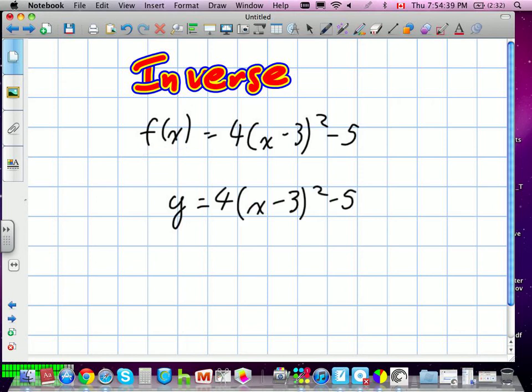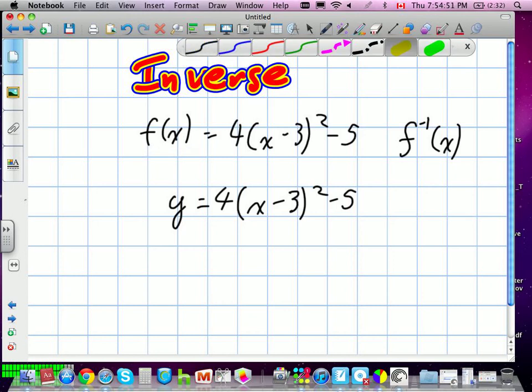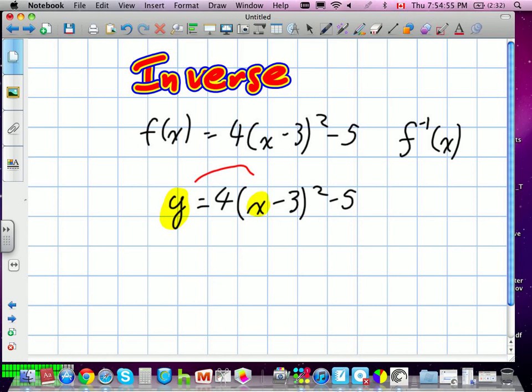Okay. Now, what we want to do when we're going to find the inverse is take the x and the y, and swap them in their place. So now we're left with x is equal to 4(y minus 3) squared minus 5. The goal, again, is to isolate y once again.